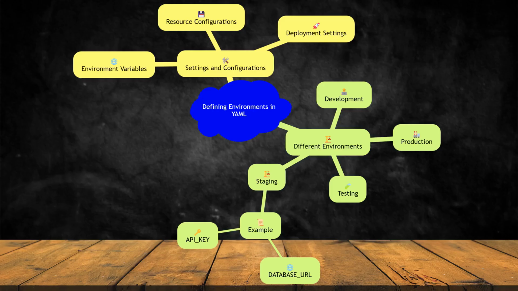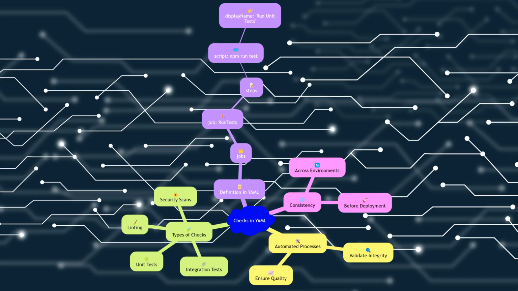Defining environments in YAML involves specifying various settings and configurations that your application needs to run. This can include environment variables, resource configurations, and deployment settings. For instance, you might define different environments for development, testing, and production, each with its own set of variables and resources. Here's an example of how you might define a staging environment. YAML environments, staging, variables, database URL, staging-example.com.